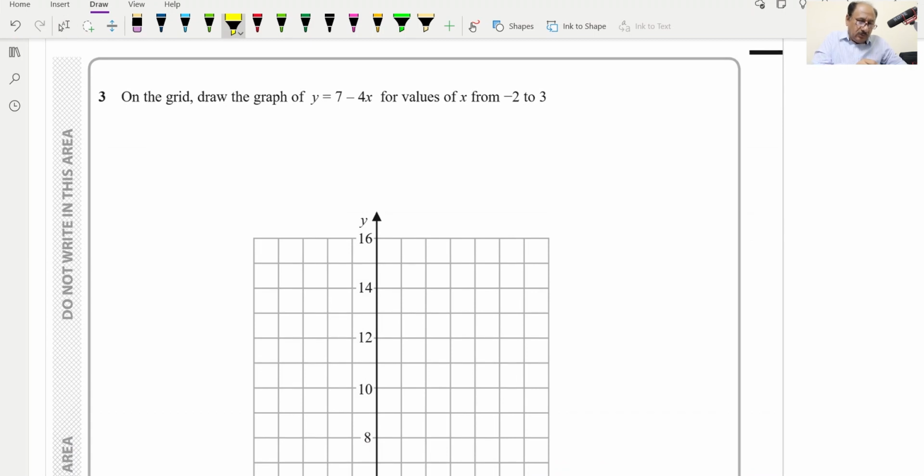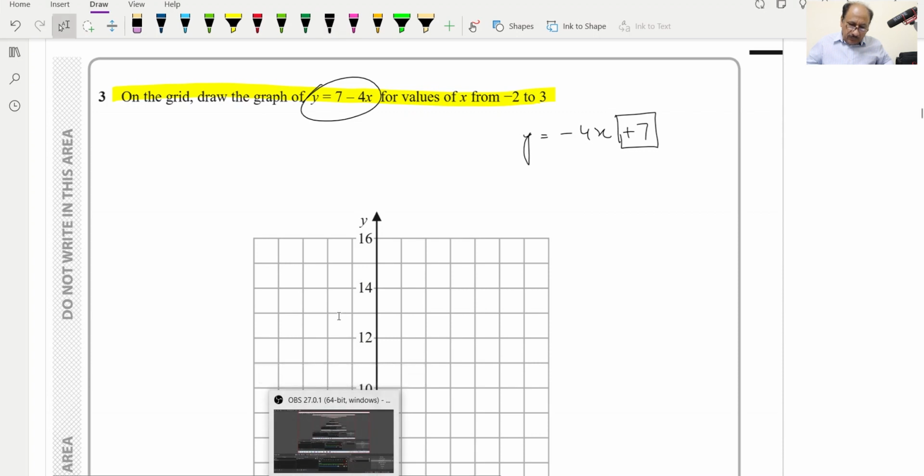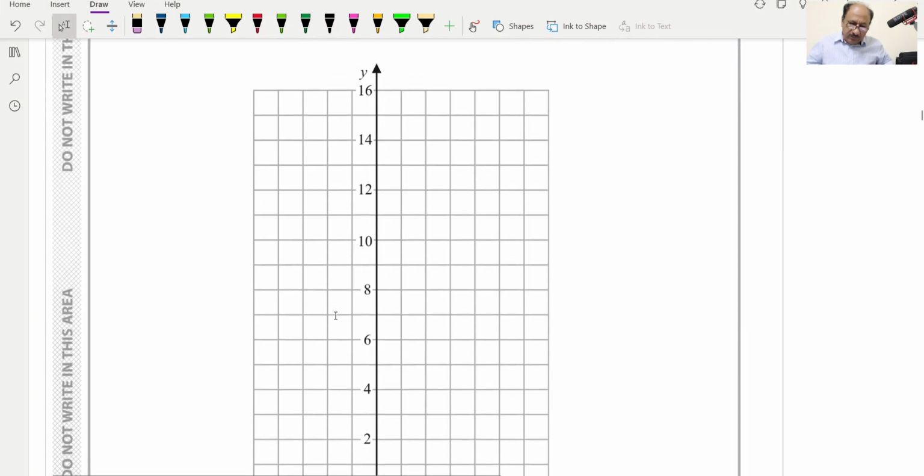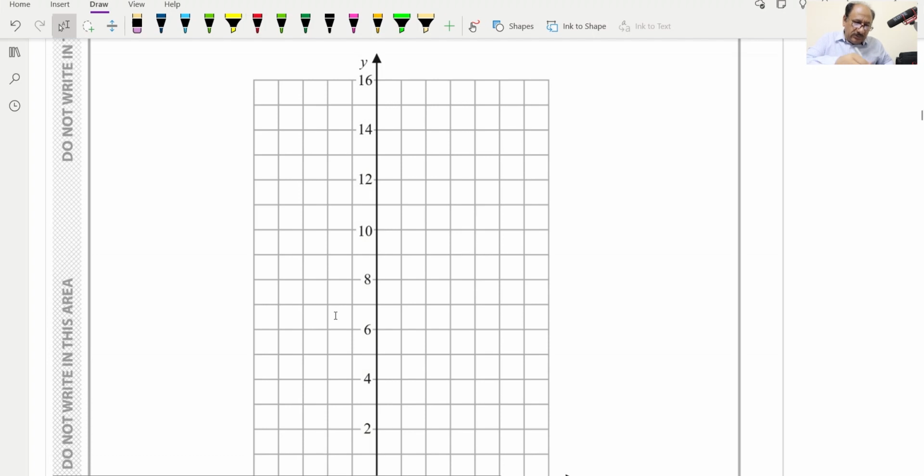Question number 3. On the grid, draw the graph of y equals 7 minus 4x for values of x from -2 to 3. So what we will be doing, we can basically rewrite it as y equals mx plus c, y equals minus 4x plus 7. So this equation we have rewritten in this format, and this will be the value of c. It means it is passing through 7, and 7 is on the y-axis.